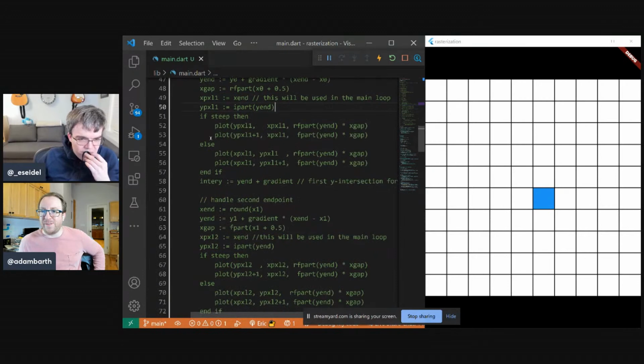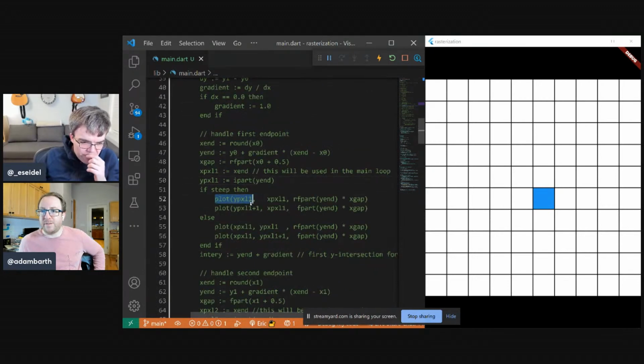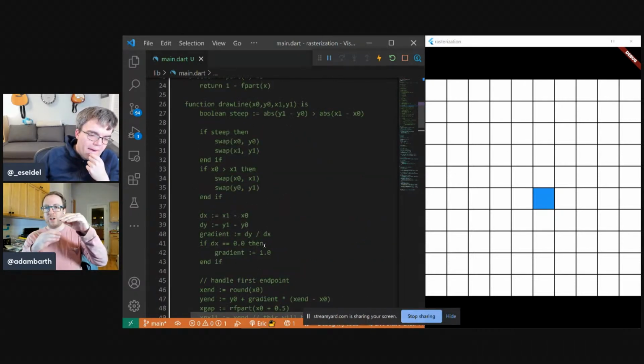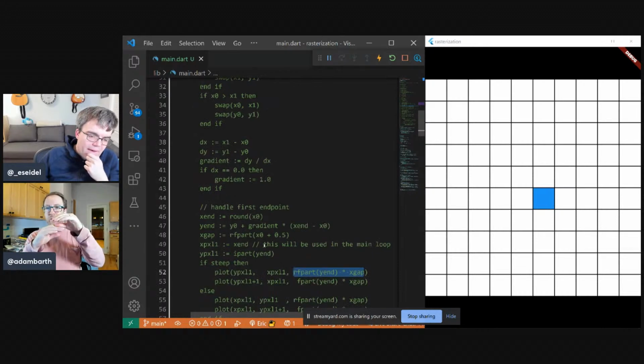Yeah. But okay, so we do something different, and then we're plotting yp. Oh, so plot is the draw pixel. That's the draw function. Yeah. So this is the y pixel 1, an x pixel 1. And then this weird RF part times the X gap. This is their color intensity, right? That's the intensity, right? So they split the intensity. That's why they want the RF part. So they want 0.2 and 1.2 because they always want the intensity to add up to 1, right?